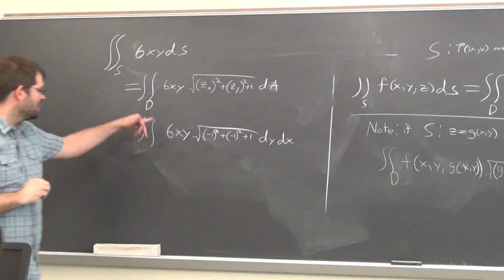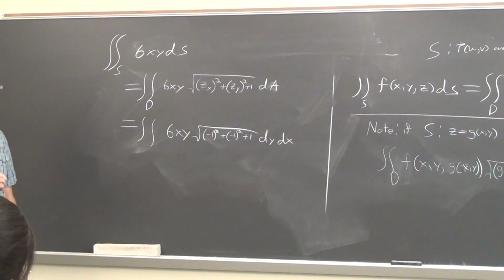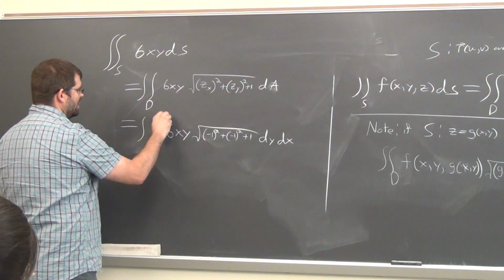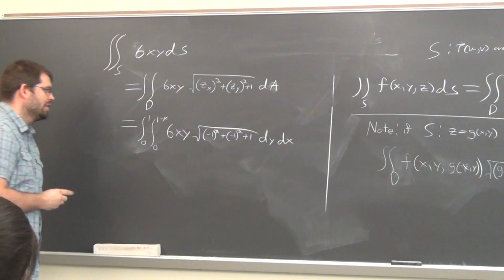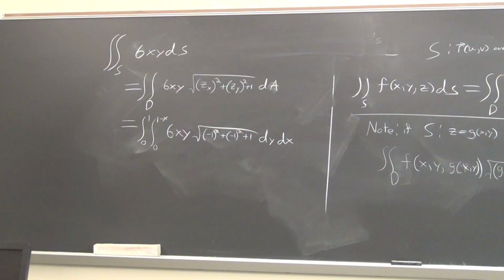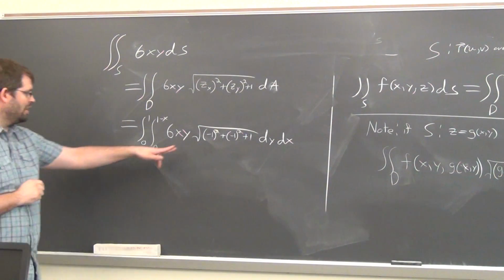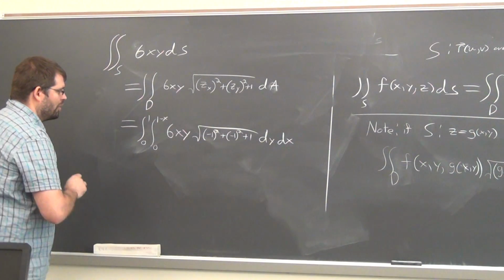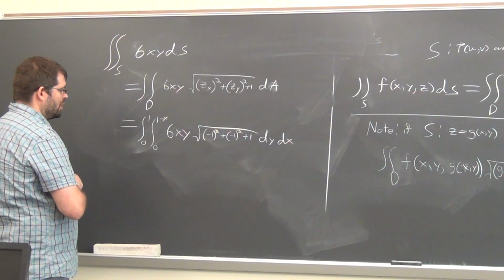And so now we look at our D, and I'll just go in this order, dy dx. So what are the bounds on y? 0 to 1 minus x. And x is 0 to 1, right? Just the same bounds you would have always done. And so the only thing different is you have this square root of 3, but this shouldn't be too bad.